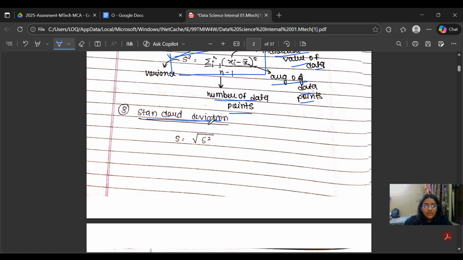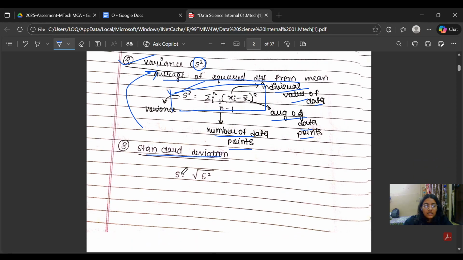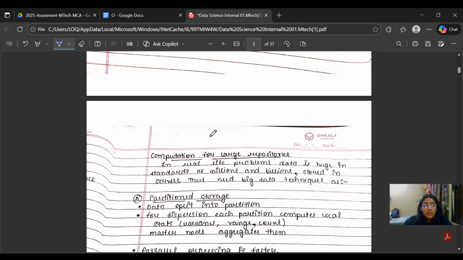Then standard deviation. Standard deviation is directly related to variance, and its formula is the square root of S square. It could also be written as this: standard deviation equals the square root of S square.